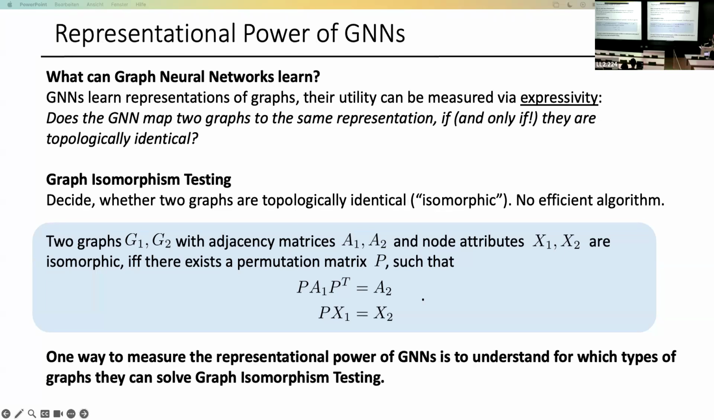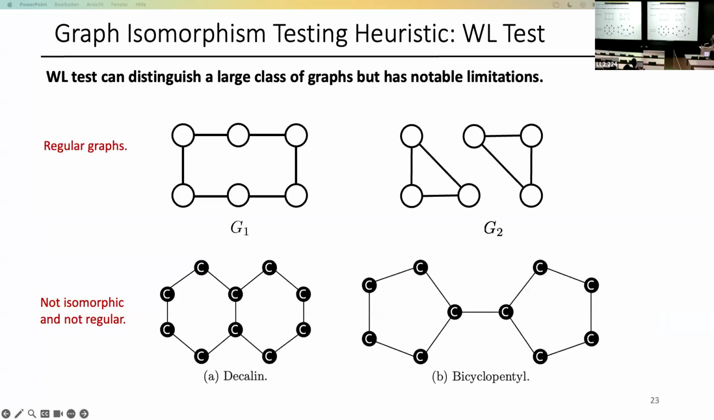And also, if two graphs that are not topologically identical cannot be distinguished by the Weisfeiler-Lehman test, then a graph neural network can also not do that, right? So the Weisfeiler-Lehman test is a really good proxy for which kinds of functions message passing graph neural networks can learn.